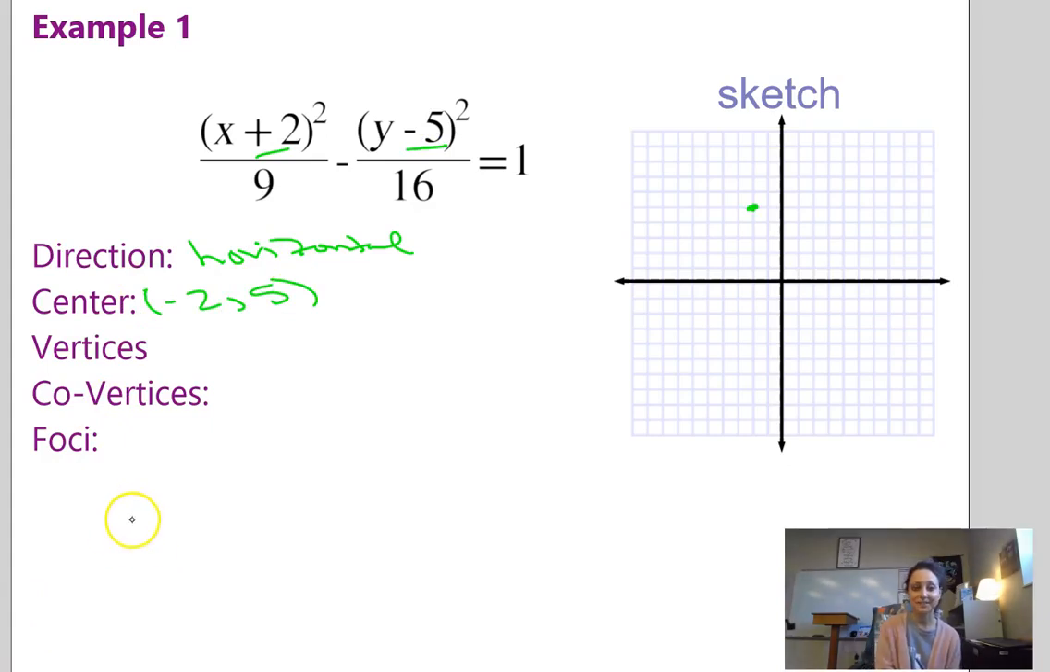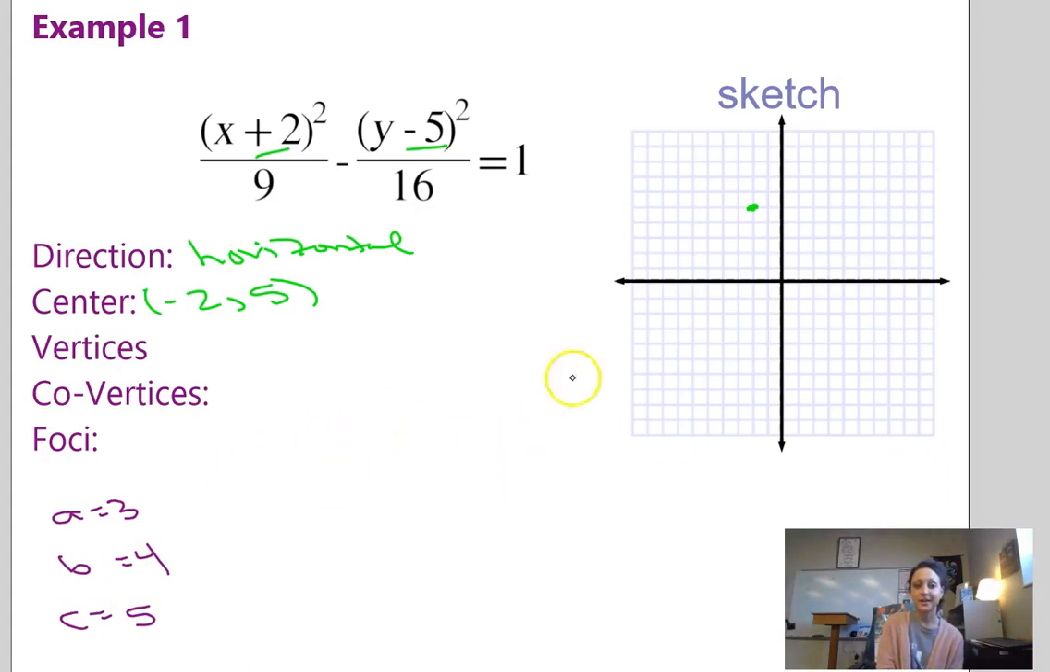Now to get our vertices and our co-vertices, we need to figure out our a and our b. So again, a comes first in this case. Again, it's not necessarily which one's larger. So a is going to be the square root of 9, so a is 3, and b is going to be the square root of 16, which is 4. Okay, and while we're at it, let's go ahead and find c, which your Pythagorean relation is c squared equals a squared plus b squared in this case. So you can see that it's going to be a 3, 4, 5.